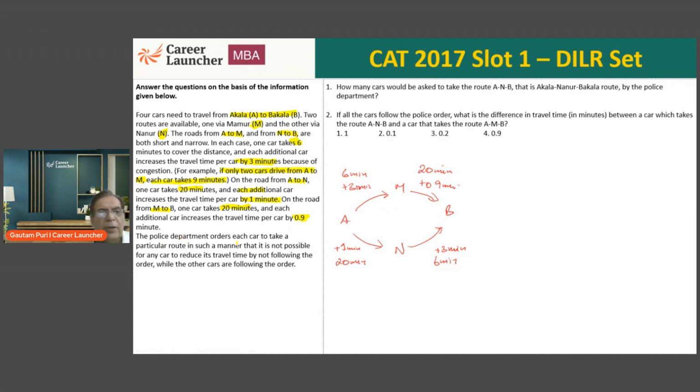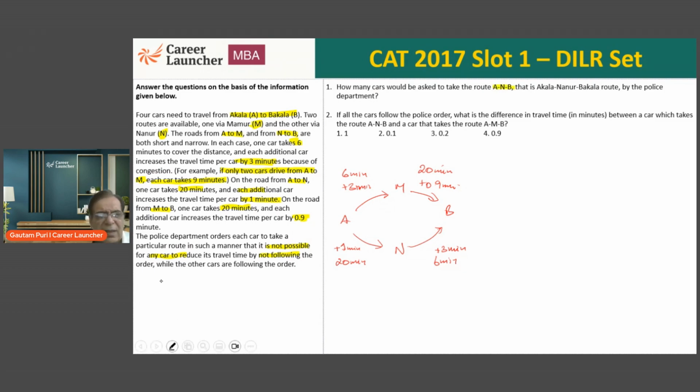The police department orders each car to take a particular route in a manner that it is not possible for any car to reduce the travel time by not following the order, while other cars are following the order. Question 1. How many cars would be asked to take the route A and B by the police department?